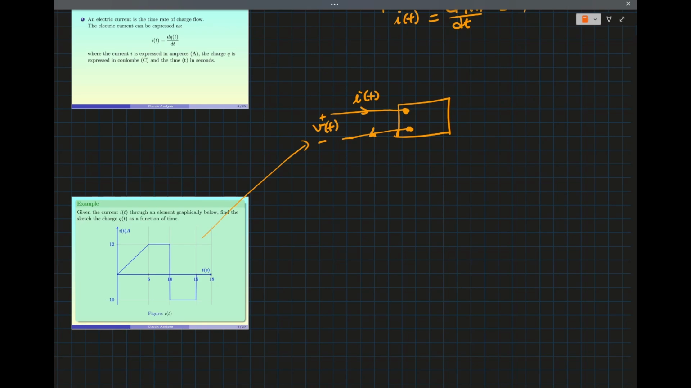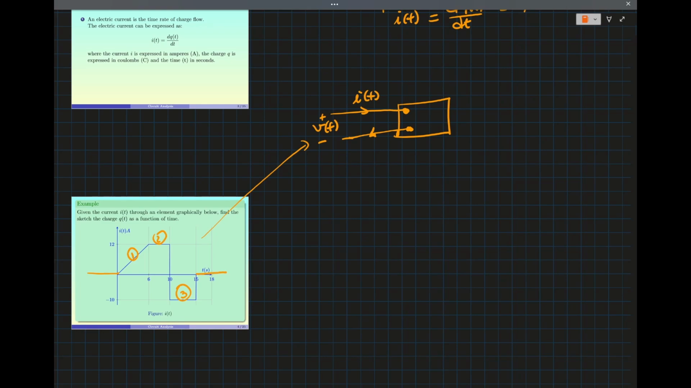The current that is flowing through this component is given by the piecewise function that we are given here, I of t. It has sections. I call this section 1, this section 2, this section 3, and this section 4, before t equal to 0. We have 0 there, so the current is 0, and after 15 seconds, the current is also 0.